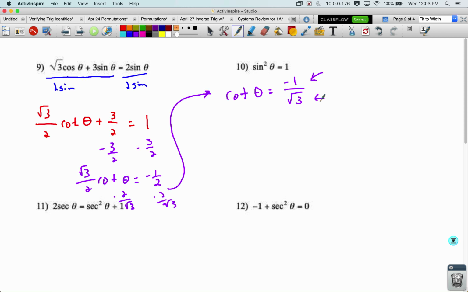I can label these now. Tangent is opposite over adjacent, so cotangent must be adjacent over opposite. And how can I draw this into my coordinate plane? The adjacent needs to be -1. And then the opposite needs to be a positive root 3, so it needs to come up over here. Now we've got -1 over root 3. But that negative can move to the bottom. This is the same as 1 over negative root 3. So my adjacent is now a positive 1. My opposite is a negative root 3.